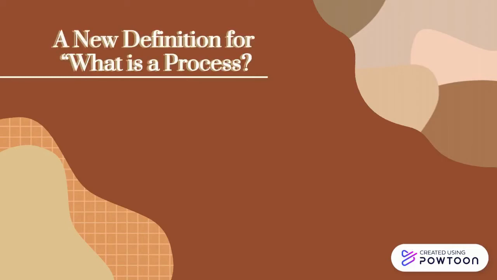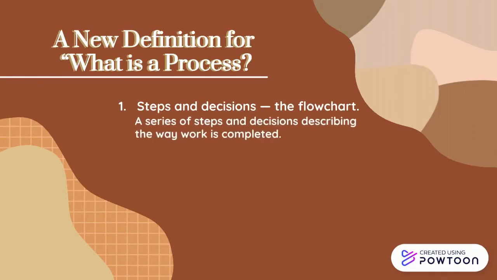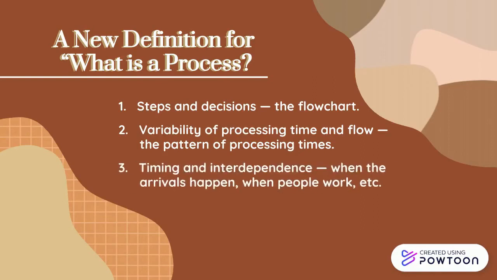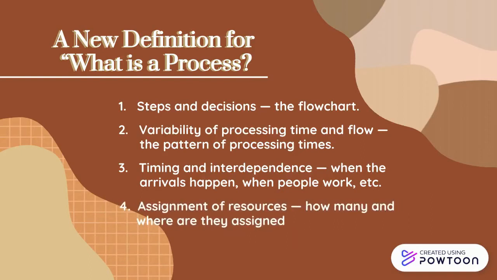Okay, next we move to a new definition of what a process is. Number 1. Step and decision flowchart. A series of steps and decisions describing the way work is completed. Number 2. Variability of processing time and flow, the pattern of processing times. Number 3. Timing and interdependence. When the arrivals happen, when people work, etc. Number 4. Assignment of resources. How many and where are they assigned?